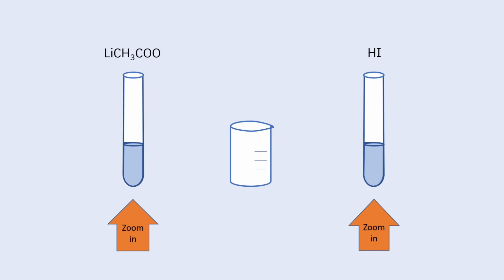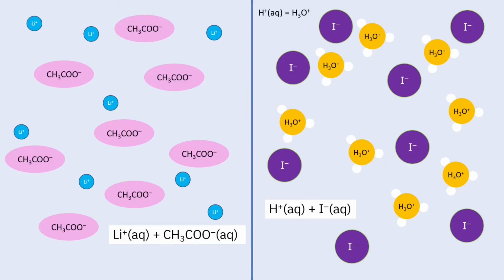This one has a lithium acetate solution reacting with a solution of hydrogen iodide. Let's zoom in and look at what is going on in these solutions. Lithium acetate is an ionic compound that is soluble in water, so we have lithium ions and acetate ions floating around in solution. In the hydroiodic acid solution, we have iodide ions and hydronium ions. Remember that H+, as soon as it forms, gloms onto a water molecule to form H3O+.